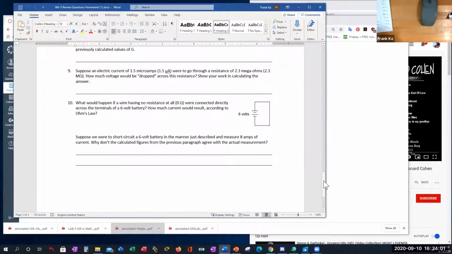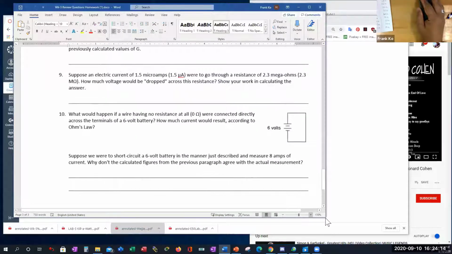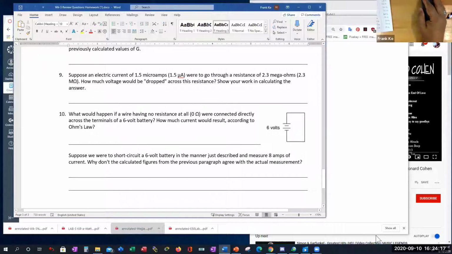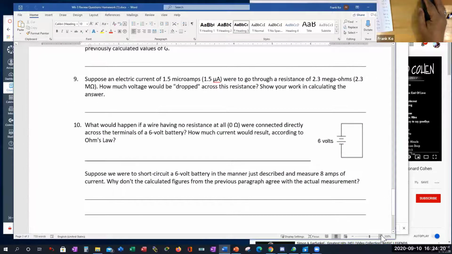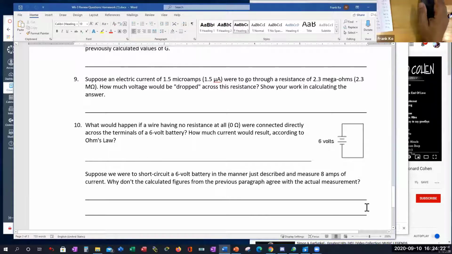They were doing a calculation on number 10, and you see that fairly clearly. Let me magnify that question so you can see it a little better. Okay, is this now big enough for you to read? So it says, what would happen if a wire having no resistance, 0 ohms, were connected directly across the terminals of a 6-volt battery? How much current would result?